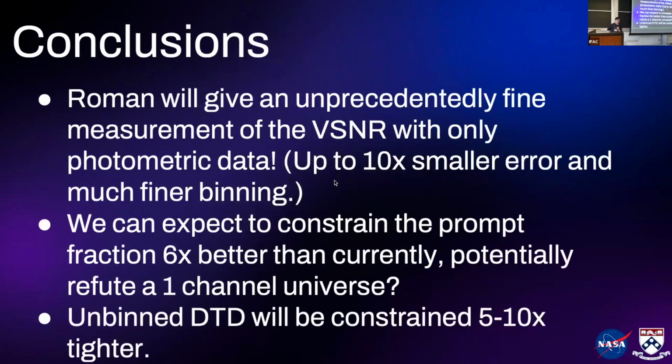Anyway, conclusions. So Roman's going to give us an unprecedentedly good measurement of the volumetric supernova rate, about 10 times more precise depending on your bin, and with much finer binning to allow us to measure structure. Furthermore, we're going to be able to constrain the prompt fraction about a factor of 6 times better than we can currently, which might rule out a one progenitor channel universe. And finally, we will be able to measure the non-parameterized DTD about 5 to 10 times tighter.